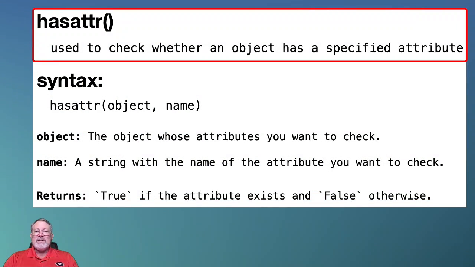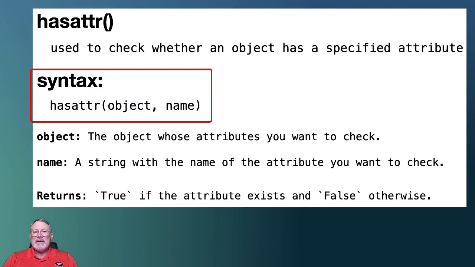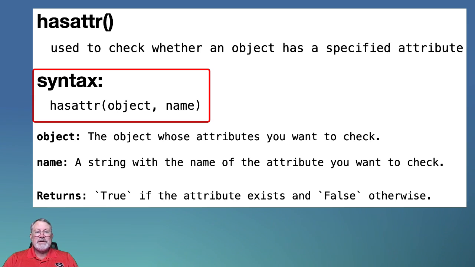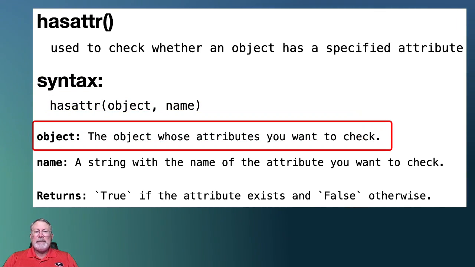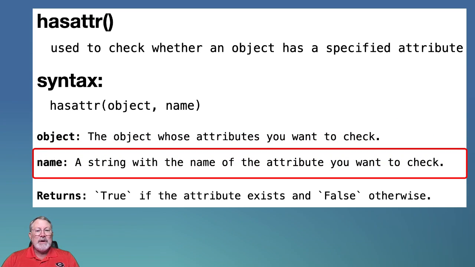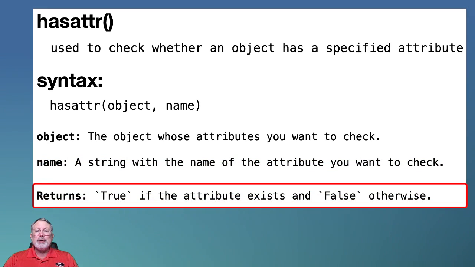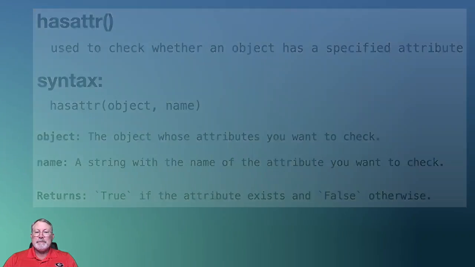First, what is hasattr? It's a built-in Python function that checks whether an object has a given attribute. Here's the syntax: hasattr(object, name), where object is the object you want to inspect, and name is a string representing the attribute's name. Hasattr returns True if the attribute exists and False otherwise.